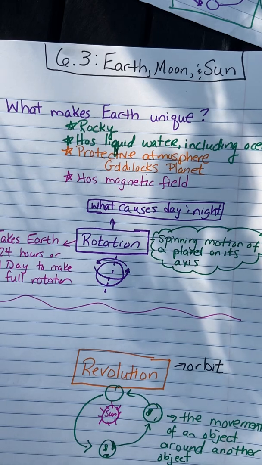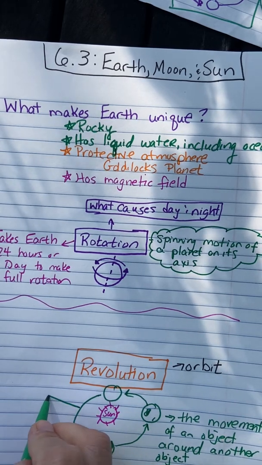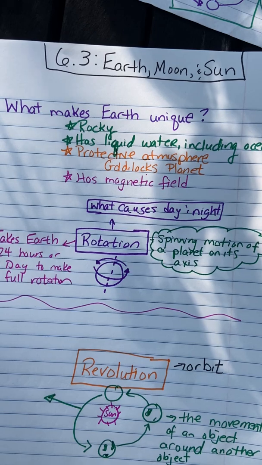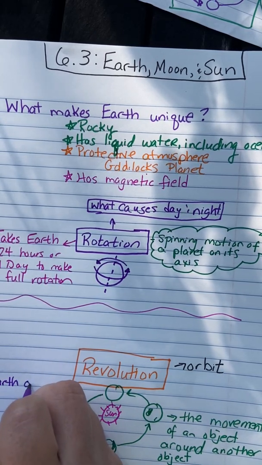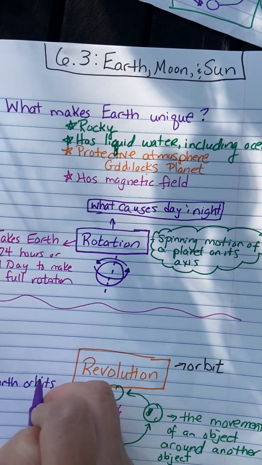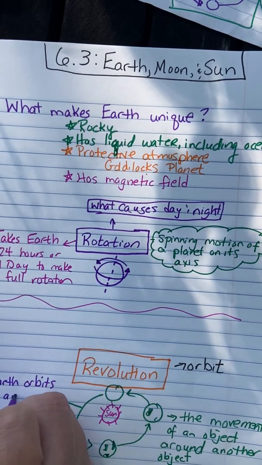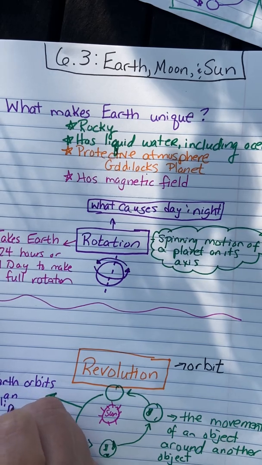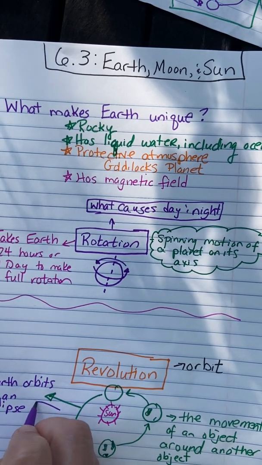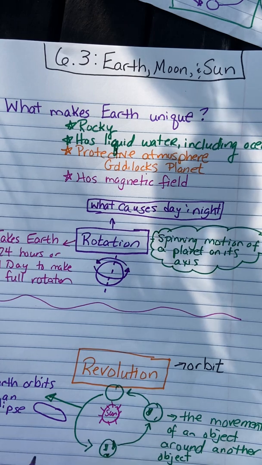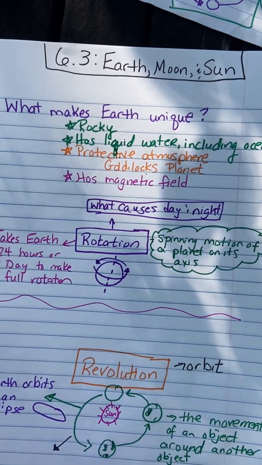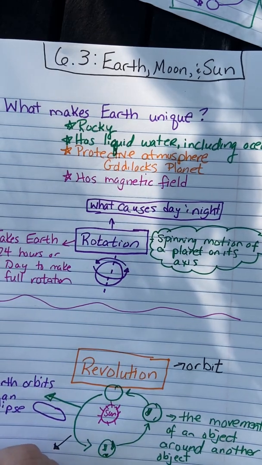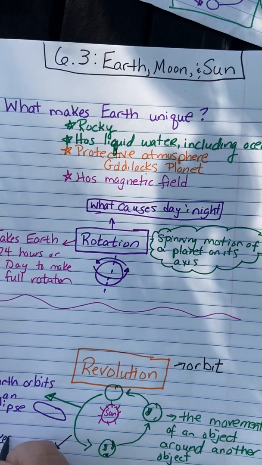And does it revolve in a perfect circle? Actually, no, it does not. Earth orbits in an ellipse, and that's an important fact we'll talk about later. In case you don't know what an ellipse is, it's not a perfect circle, it's more like an oval, okay? How long does it take the Earth to fully revolve around the Sun? You guessed it, 1 year or 365 days.